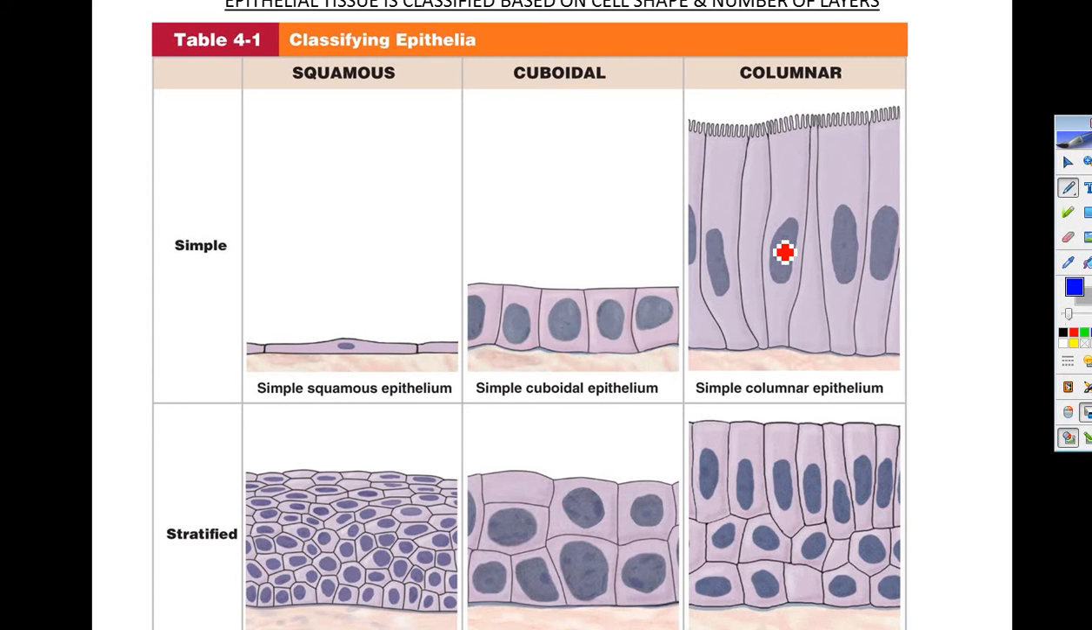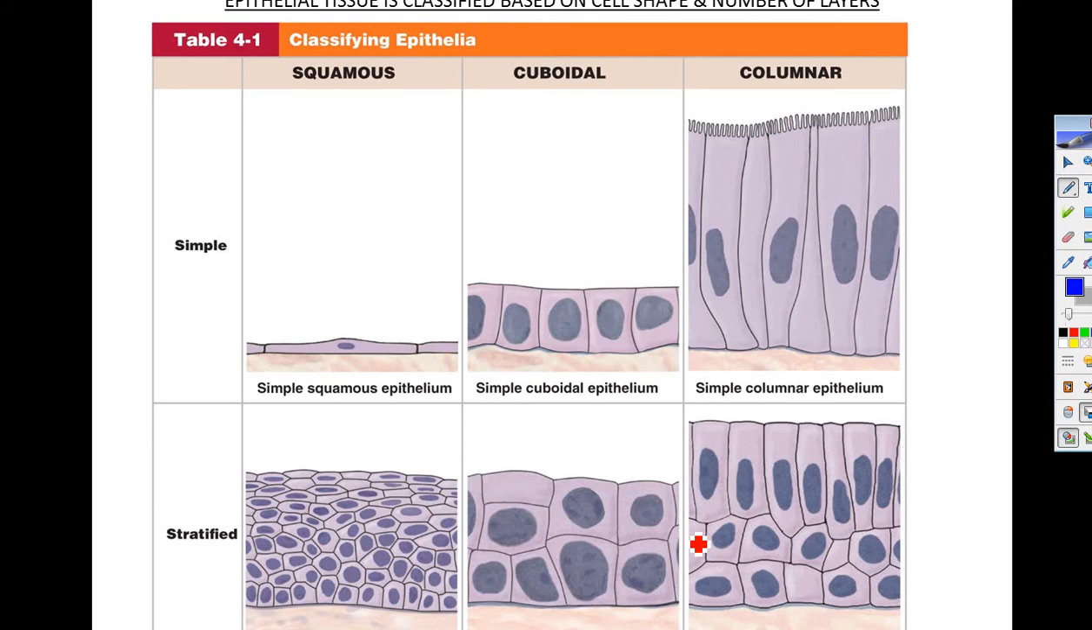So this, I'm not going to spend as much time on. I'm going to go right into kind of what I said you needed to know. Be able to identify it, draw it, label it. But here's your simple squamous right here. Or here's your simple cuboidal. Here's your simple columnar. And then you got a little indentations here. We'll talk about that shortly. And then this is the generic.